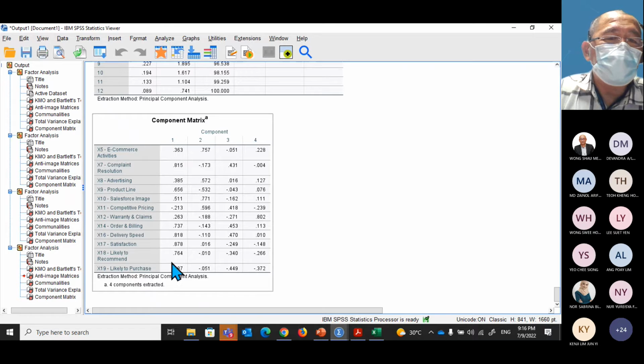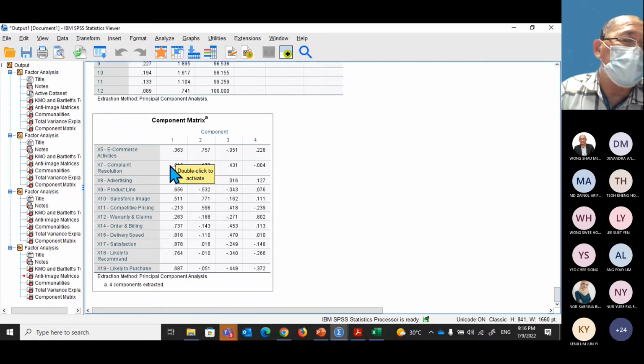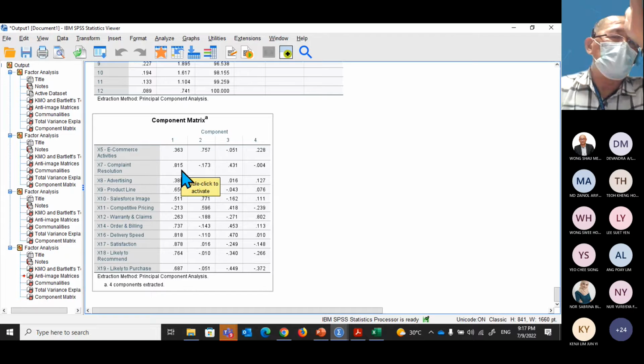So this one is the contribution of each variable to component one. If the value is higher, they contribute more. They explain the factor more. For example, X7 has a high chance; this variable should belong to factor one.